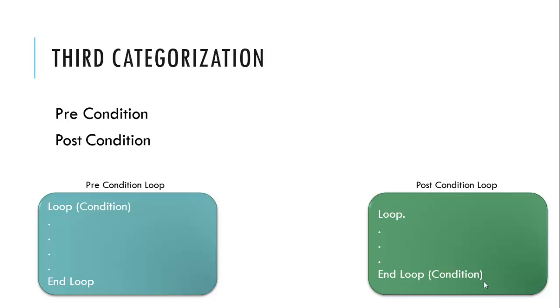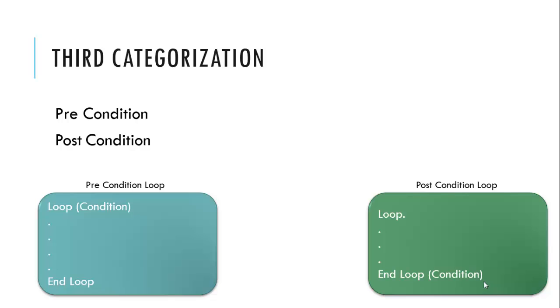The third categorization of loop is called a precondition or a postcondition loop. So all loops, just like if conditions, have bodies. If a condition is at the beginning of the loop body, as you can see in the picture to the left, it is called the precondition loop.